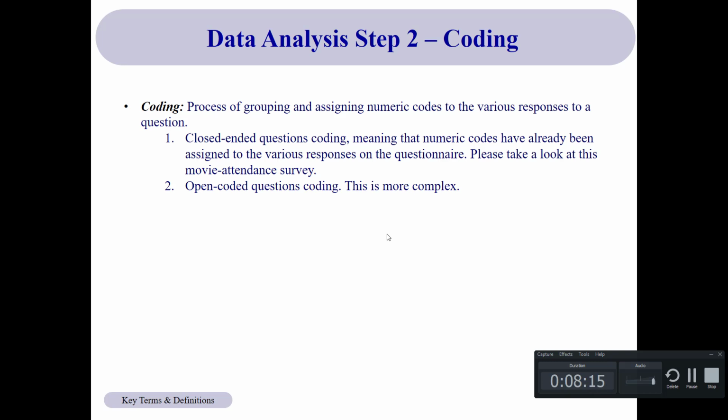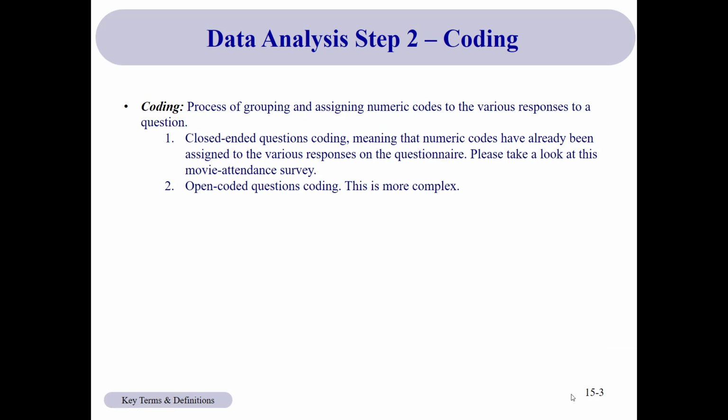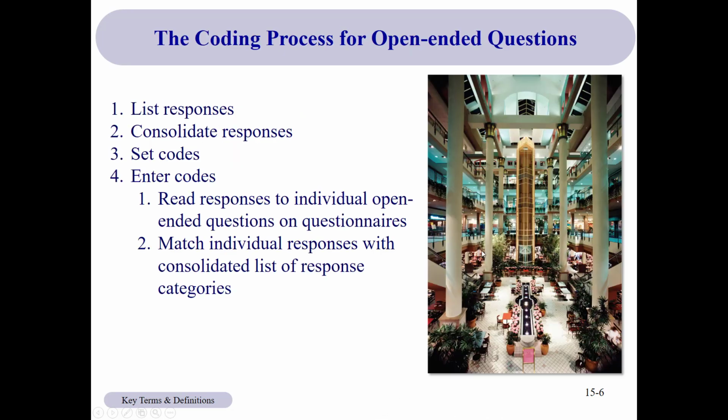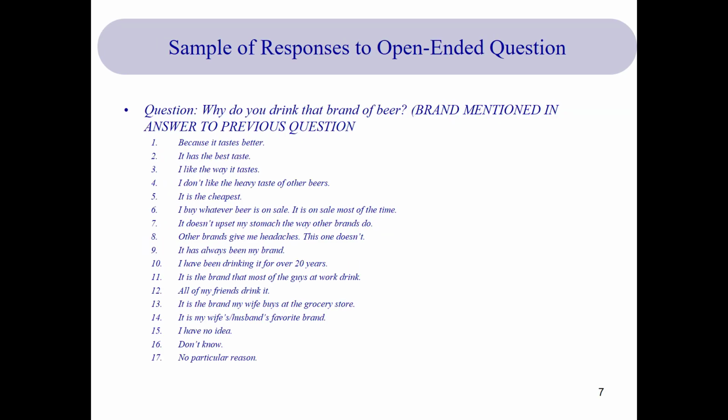Now let's look at open-ended questions coding. This is much more complex. For open-ended question coding, we have four steps again. Step number 1, list responses. Step number 2, consolidate responses. Step number 3, set codes. Step number 4, enter codes. Let me look at the following example to show what I mean by each step.